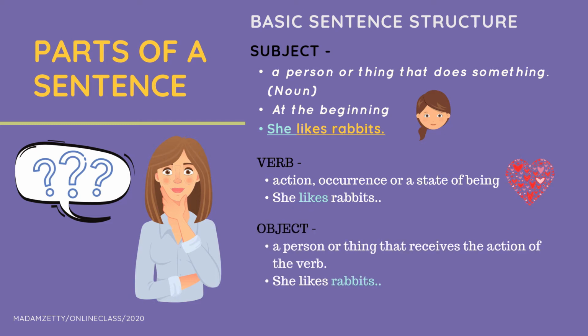Alright, the third part of a sentence is an object. Object is a person or thing that receives the action of the verb. Ni adalah benda ataupun orang yang mendapat kesan lah, kesan daripada perbuatan yang kita buat tadi. So contoh kat sini, she likes rabbits. So rabbits over here is an object. Dia suka arnab. So arnab tu adalah object.